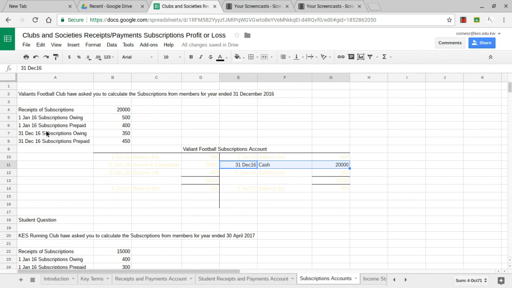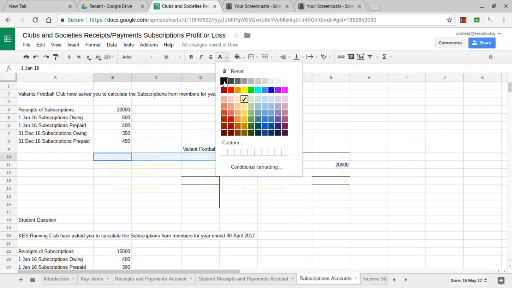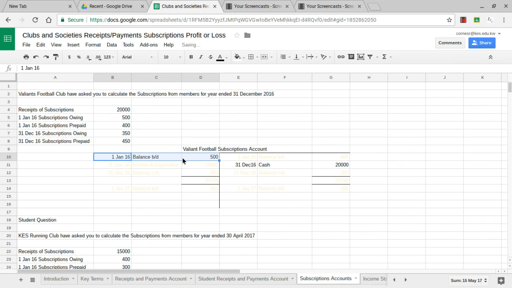Now these ones are a bit tricky to think about, but they're not too tricky to think about. We've got subscriptions owing on the 1st of January 16. So that means that some of our club members had a subscription last year but didn't actually pay it, and therefore they owe the business some money. So these are going to be an asset. So the balance brought down for the subscriptions owing is an asset. And if you think about the logic, this 500 is going to be paid this year, but it's not part of this year's subscription. So that looks right.